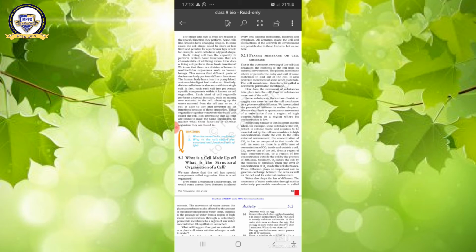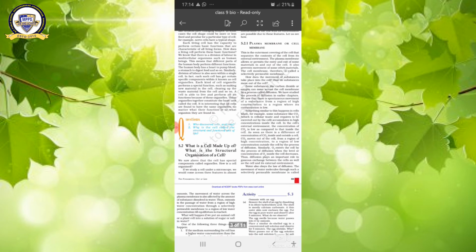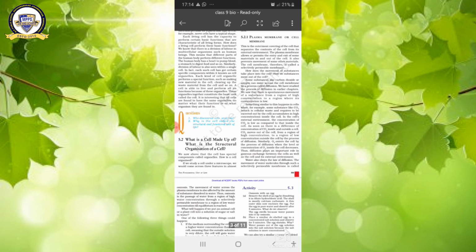How does the movement of substances take place into the cell? How do substances move out of the cell? Some substances like carbon dioxide or oxygen can move across the cell membrane by a process called diffusion. We have studied the process of diffusion in earlier chapters. We saw that there is spontaneous movement of a substance from a region of high concentration to a region where its concentration is low.